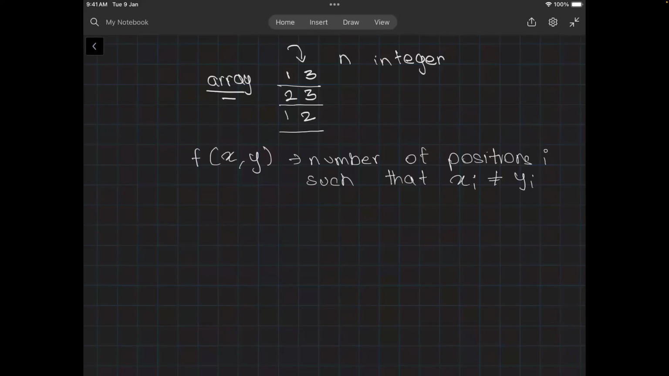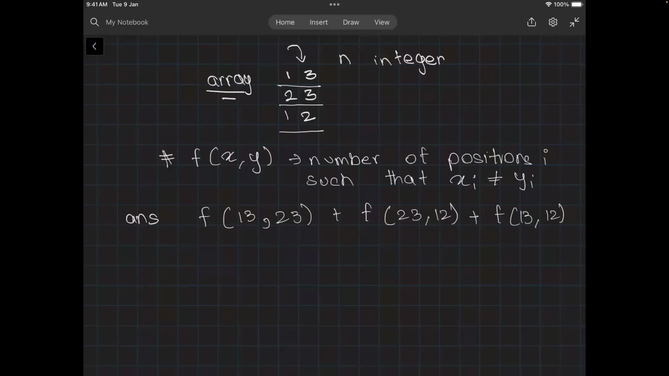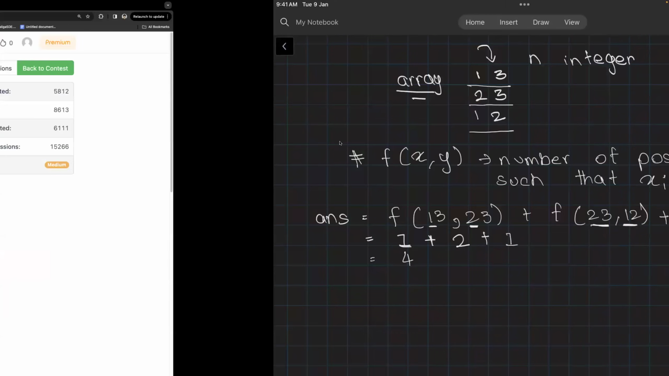Okay. So what do we basically need to calculate? We need to calculate f of 13 comma 23 plus f of 23 comma 12 plus f of 13 comma 12. I'm just mathematically defining what function we have and what we need to calculate. Our answer is this. Now, in how many positions do 13 and 23 differ? It differs in only one position. So it is 1 plus 23 and 12 differ in two positions. So 2 and 13 and 12 differ in one position, that is 3 and 2. So 1. So the answer here is 4. Let's have a look, guys. Is the answer 4 in this case? Yes, the answer is 4 in this case.